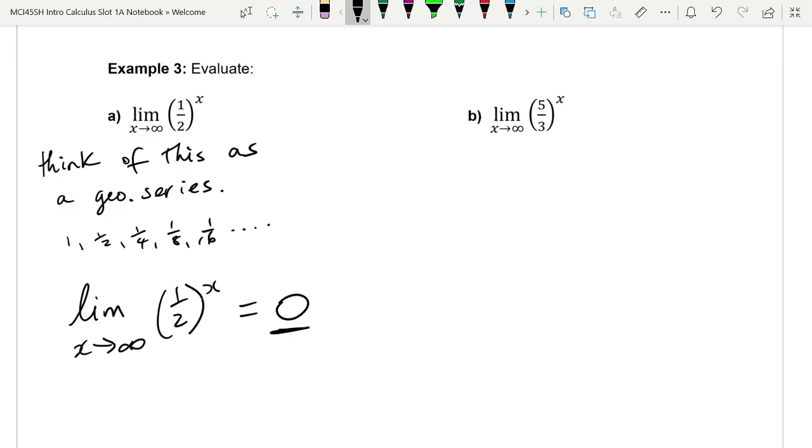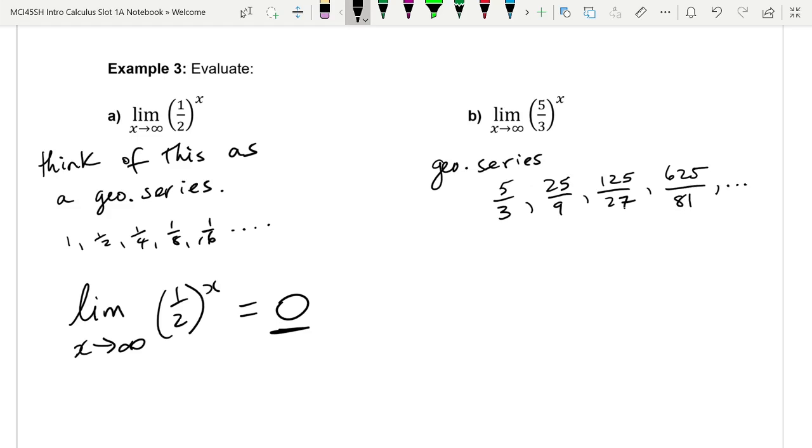So is that just something I can memorize then? All fractions have to behave that way? Well, take a look at the one on the right. What's the geometric series for this one? Well, we'll start at x equals 1 for this one. If x was 1, you get 5/3. If x is 2, you get 25/9. If x is 3, you'd get 125/27.